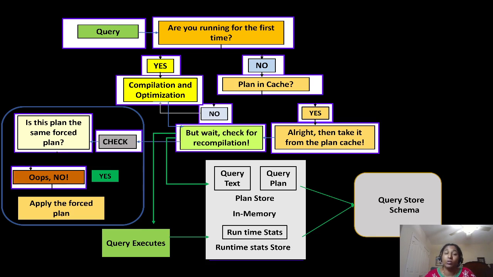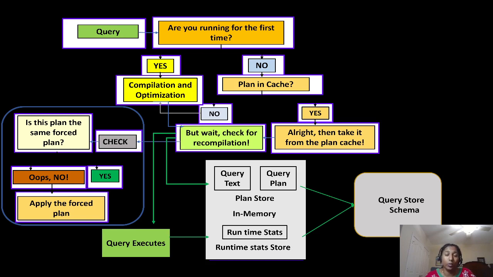For example, if it is not similar, if it is completely new and completely different, then it will go ahead and go through the optimization and the compilation, and it will apply the force plan. It will create the same exact copy of the force plan. If the plan is similar to the force plan, it will go ahead and proceed further.